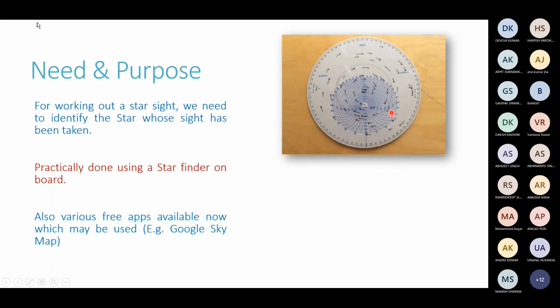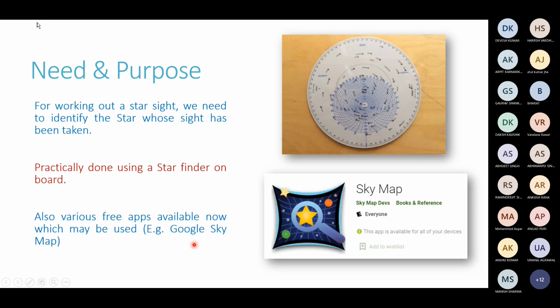Now, as technology has grown, we now have various free applications available on our smartphones also. Google Sky Map is one of these applications. You can see these applications on the Play Store, and you can easily use them to identify the stars. So this is what is practically done on board a ship. And this is the need and purpose of star identification.